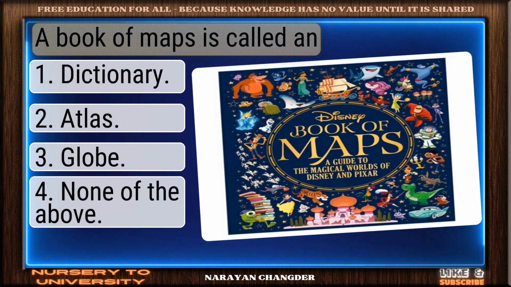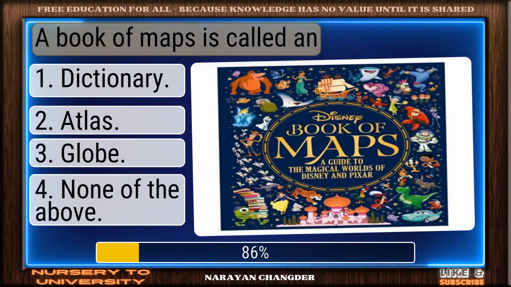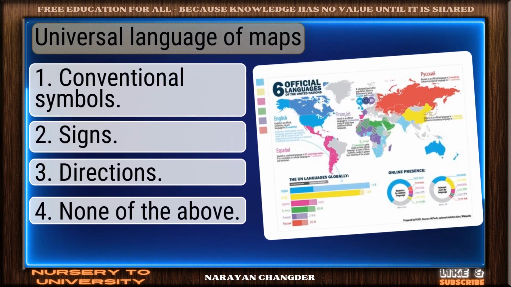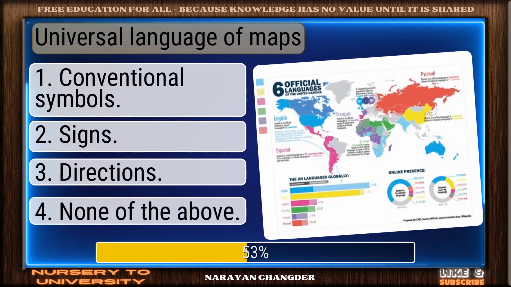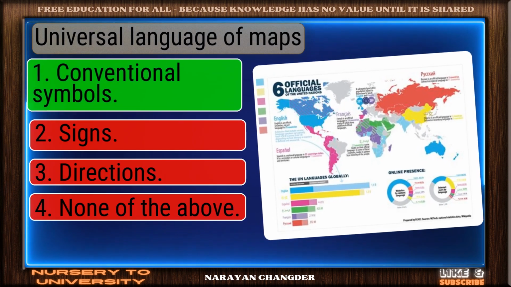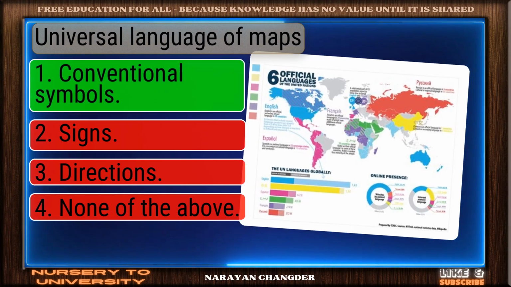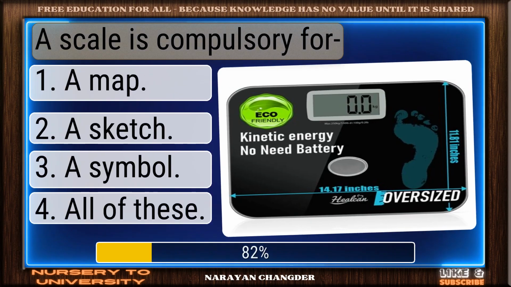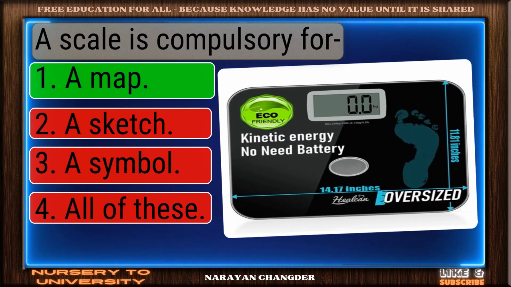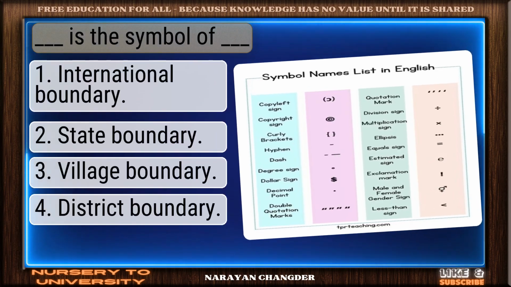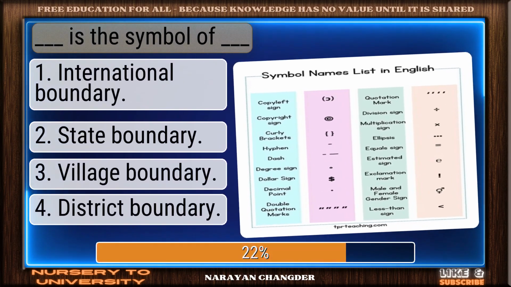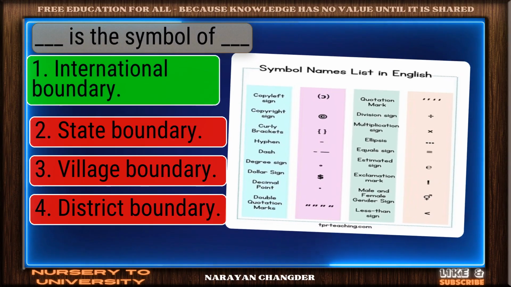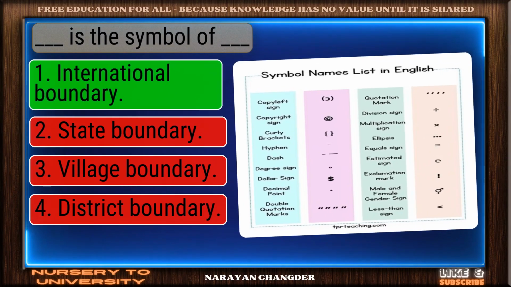A book of maps is called an. Well picked. Atlas is the correct answer. Universal language of maps. Perfect. Conventional symbols is the correct choice. A scale is compulsory for. Excellent choice. A map is the right answer. Dash is the symbol of dash. Well reasoned. International boundary is the correct choice.